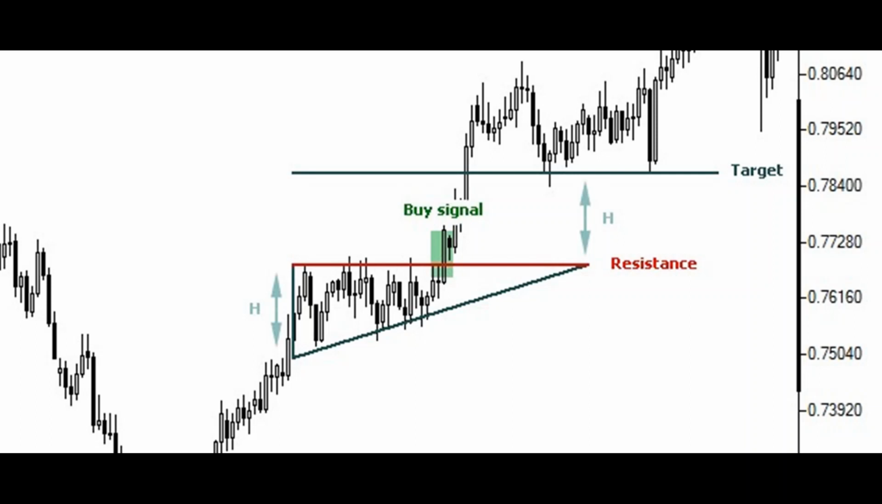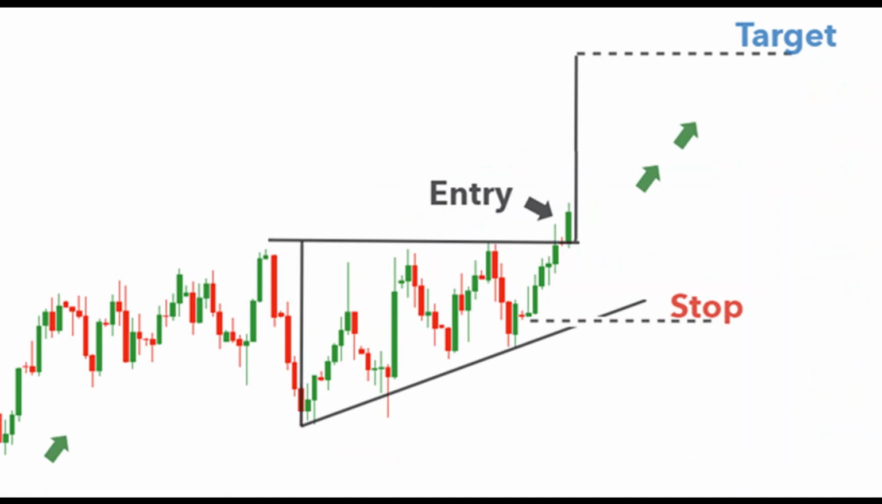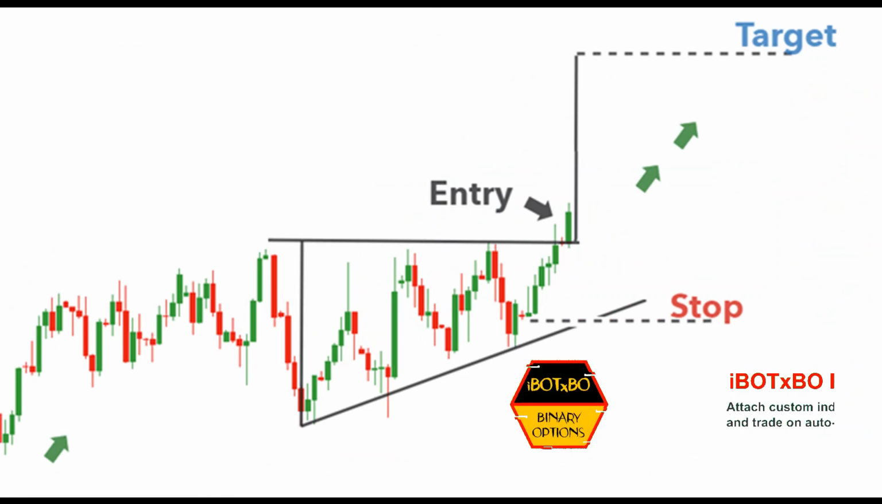It is important to note that as with any trading strategy, managing risk is critical to success. Traders should use appropriate position sizing, set stop losses and take profits, and adjust their trade if necessary based on changes in market conditions.